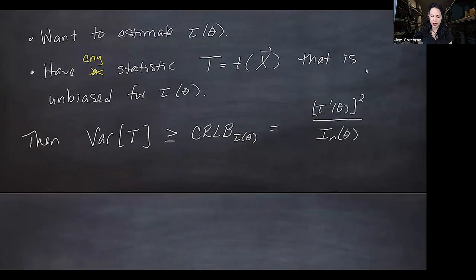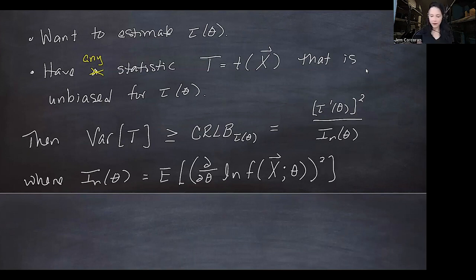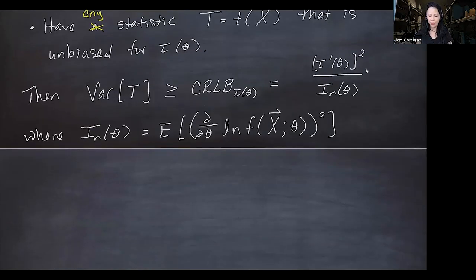That's actually a pretty common notation, where I_n of theta is the expected value of the derivative. Actually, doesn't matter, but I like partials in here. The derivative with respect to theta of the log of f of, so this is the joint PDF, and the expectation won't make sense unless there's some randomness in here. So we're plugging in the random variables into the joint PDF and squaring this whole thing. Okay, so this is, as I just said, Fisher information.